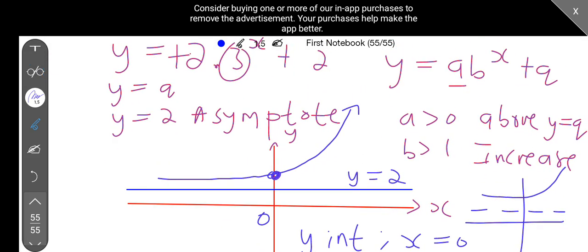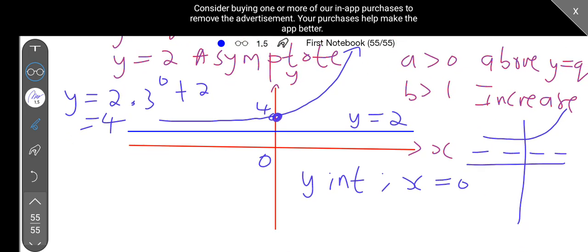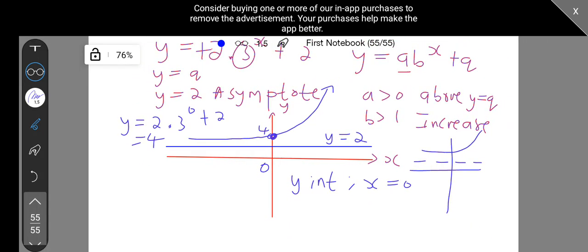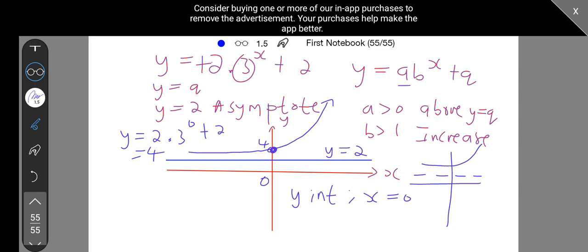We're going to have y is equal to 2 multiplied by 3 to the power of 0 plus 2. We know that any number raised to the power of 0 is equal to 1. So we have 2 plus 2, which is equal to 4. This means that here we have 4. I hope it is clear. So this is the graph. This is the exponential function. You can test it using the table method. I know you guys can cheat. You can use the calculator to draw the graph. If you use the calculator, the graph will look exactly like this.